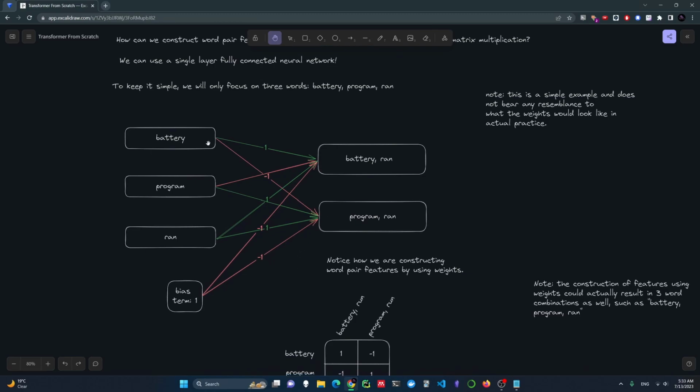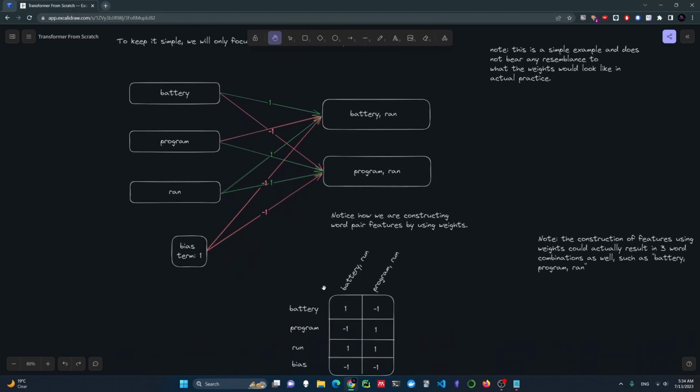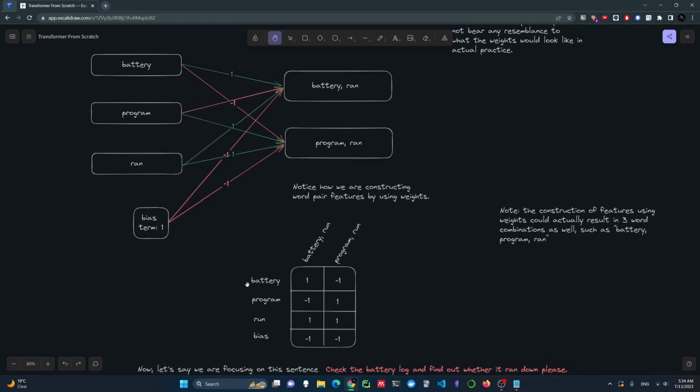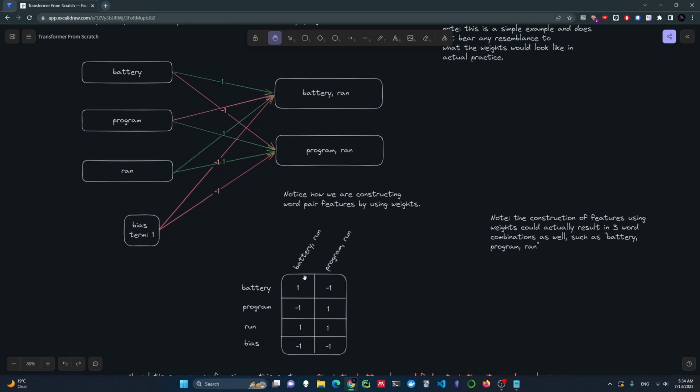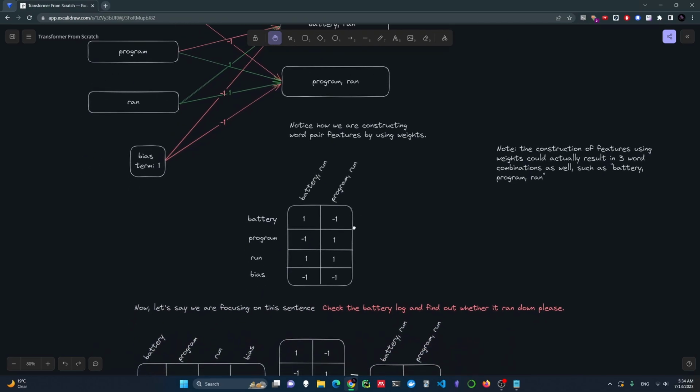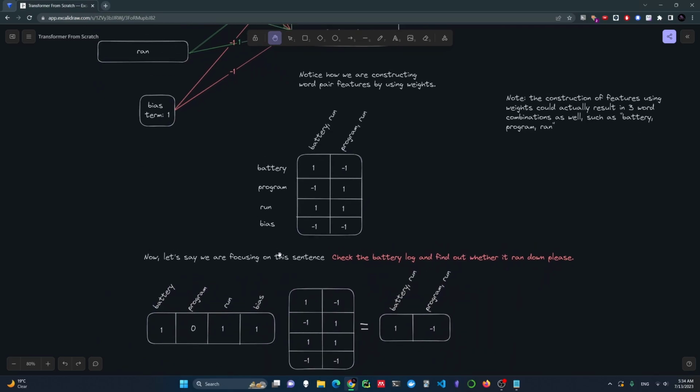And theoretically, when combining these, we could result in three-word combinations, not just two. So we can also represent that as a matrix here, where each row is the specific weight for a word in the construction of this word pair feature. Now, let's say we're focusing on this sentence: "Check the battery log and find out whether it ran down, please."